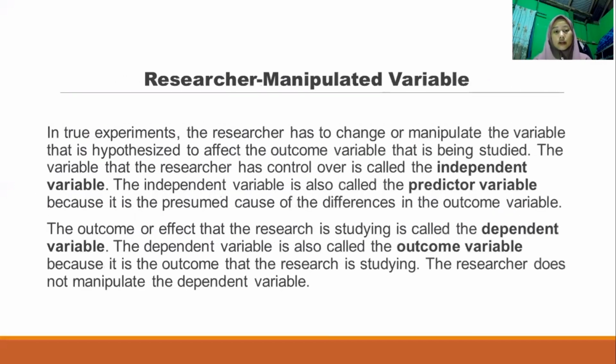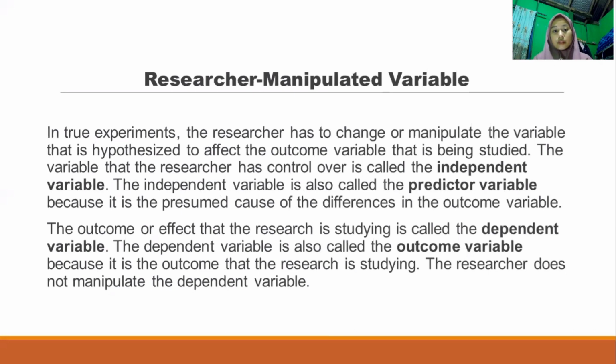Next slide. Researcher manipulates variable. In a true experiment, the researcher has to change or manipulate the variable that is hypothesized to affect the outcome variable that is being studied. The variable that the researcher has control over is called the independent variable.